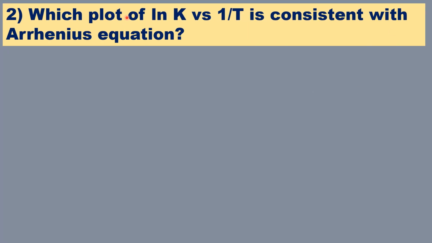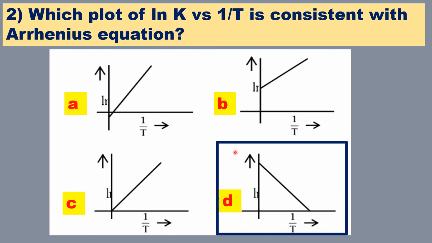Let us see the second question. Which plot of ln k versus 1 by T is consistent with the Arrhenius equation? There are 4 graphs given. Which plot is the correct one? In this case, D is correct. Let us see how D is correct in the next slide.